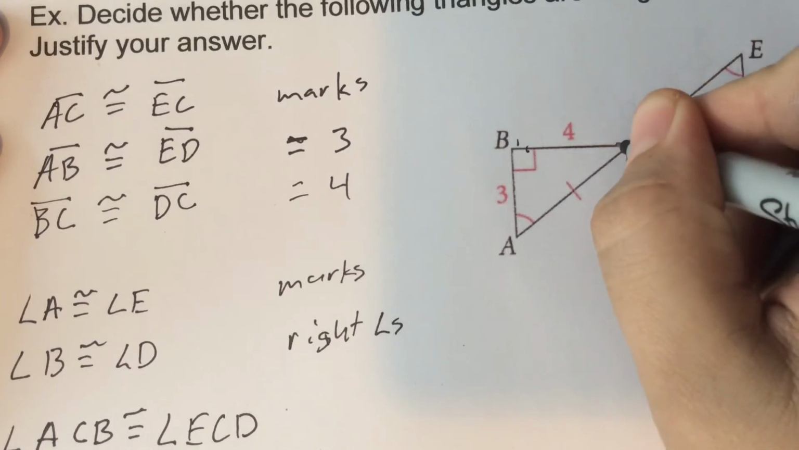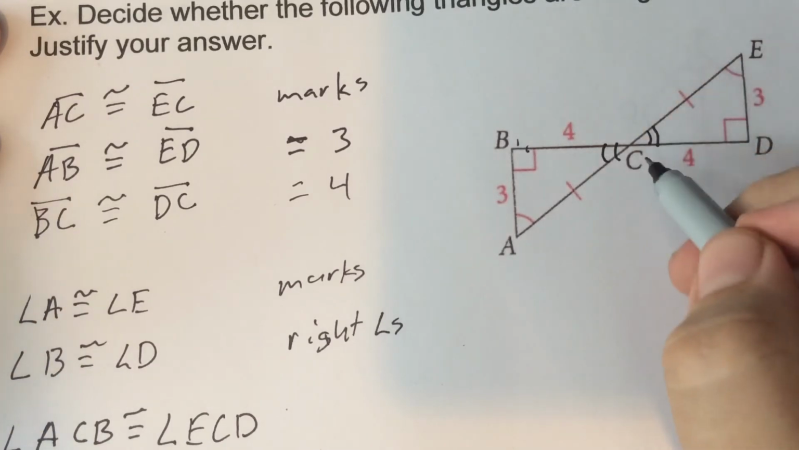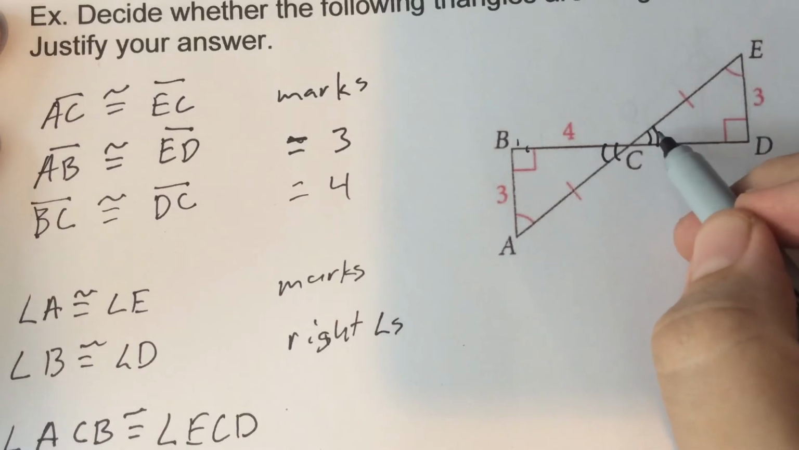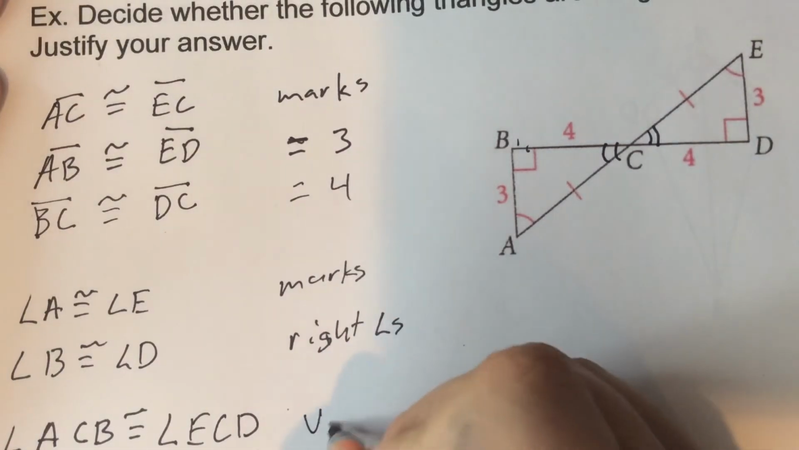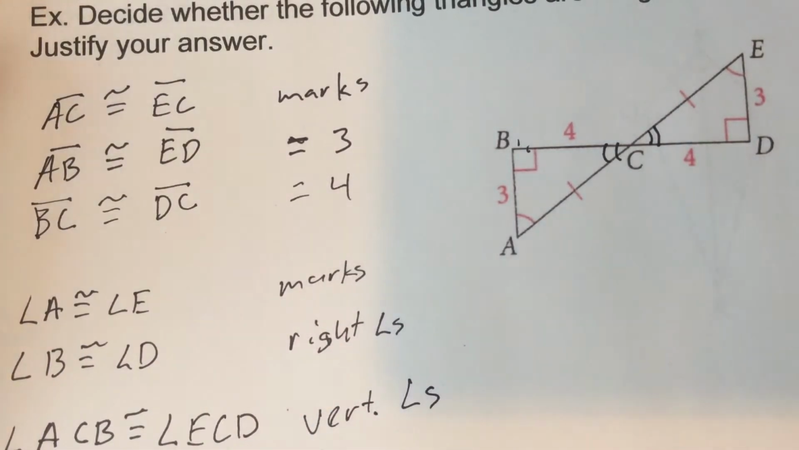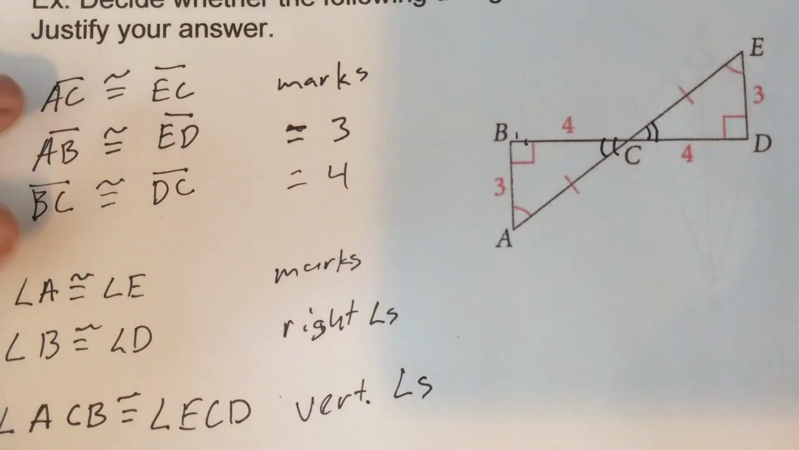Vertical angles is one of those where we can look and we can see that, hey, if these are vertical angles, they have to be congruent by the vertical angles theorem. So I'm going to put vert angles, so why they're congruent. So we have 3 sets of sides, 3 sets of angles.